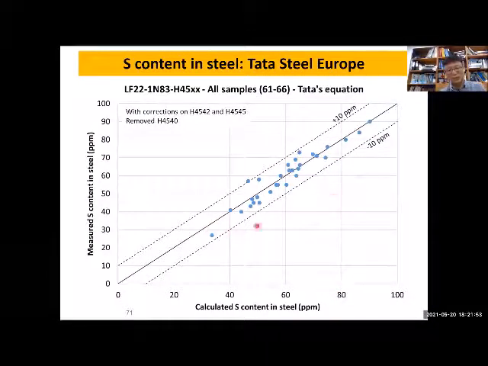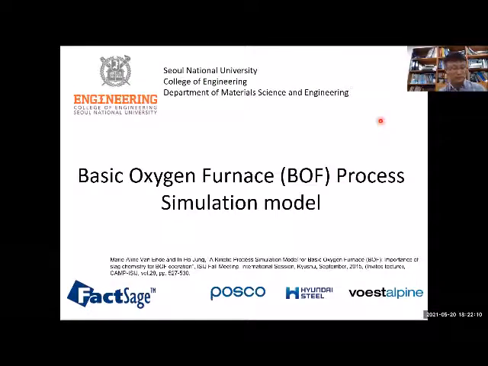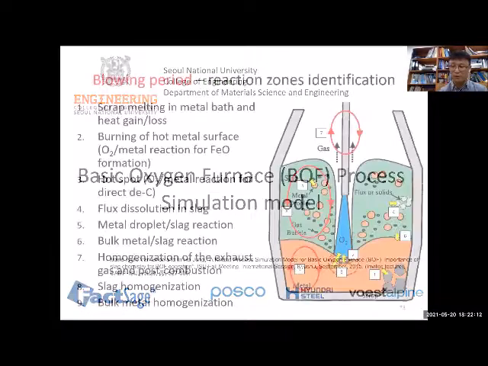And this is another impurity they are actually very interested in. This is the sulfur content in the steel. This is the measured sulfur content and the sulfur content calculated from our model. It fits within a 10 ppm range. So this is a very accurate model. And similarly, we also made many different simulations.